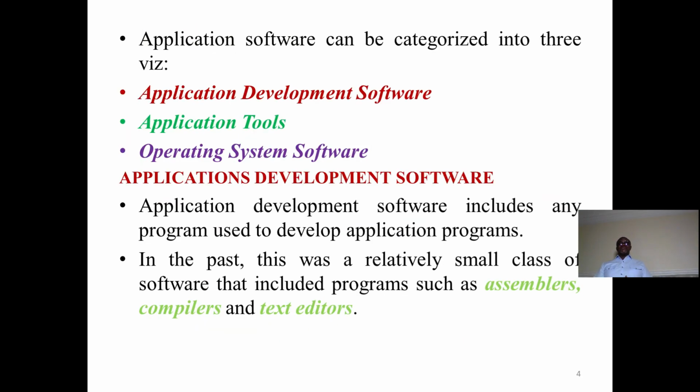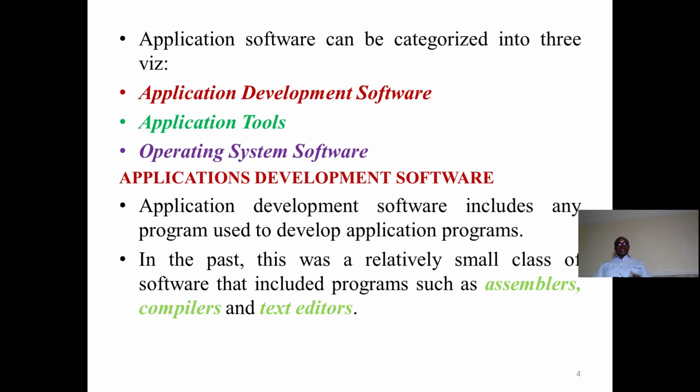This application software can be categorized into 3. Some as application development software, some as application tools, and the other as operating system software. So let's look at applications development software.